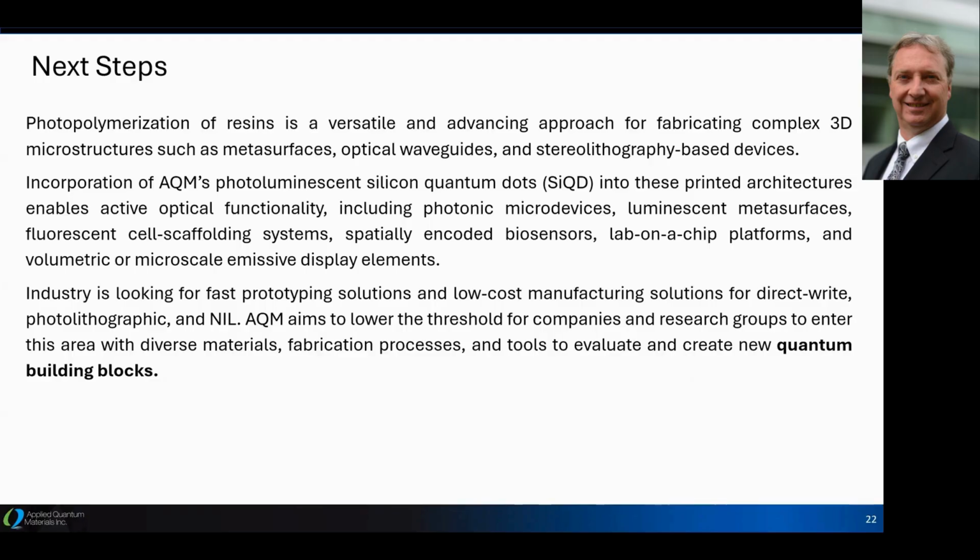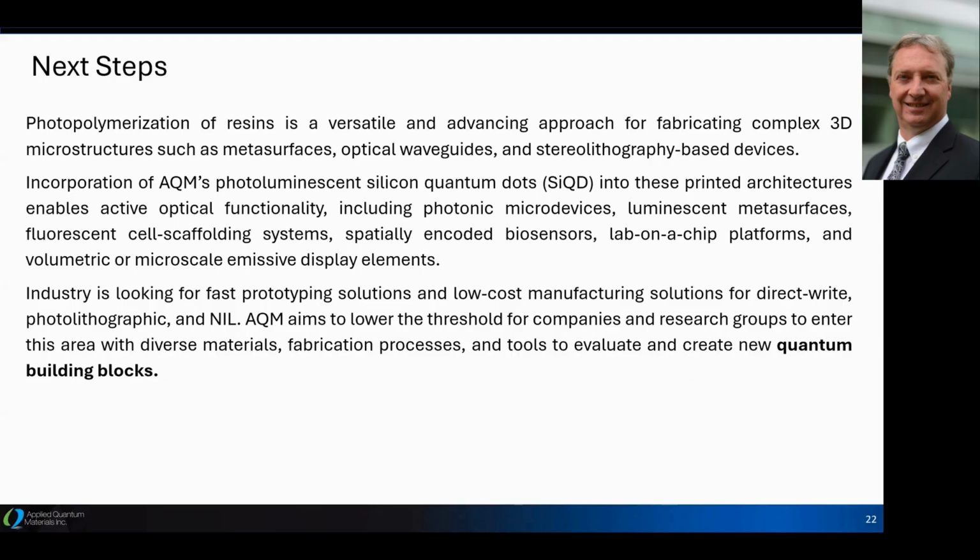Incorporating our quantum dots into these printed architectures enables us to combine functional light-matter interactions, photonic devices, essentially. Now we get ourselves into a lot of the bio side where we're doing fluorescent cell scaffolding, biosensors, lab on a chips, etc. So you're seeing this exploding into all kinds of different applications now.